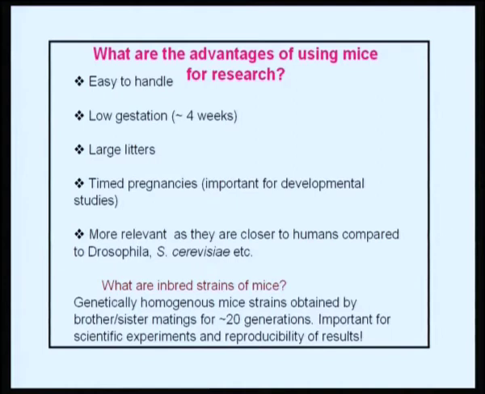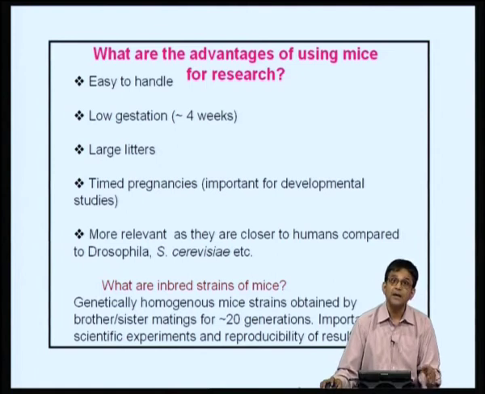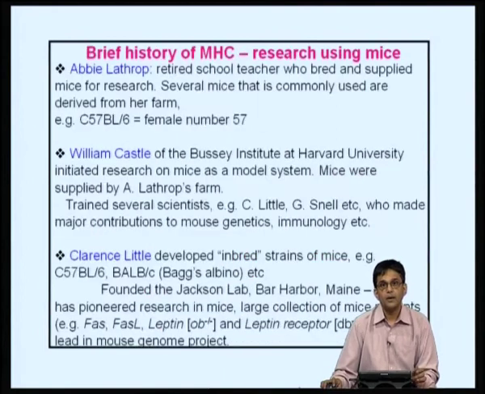So inbred strains of mice are critical, and this is especially true in the case of MHC, given that the MHC is polygenic as well as polymorphic. Okay. Now, with respect to using mice as a model, there are several people involved.